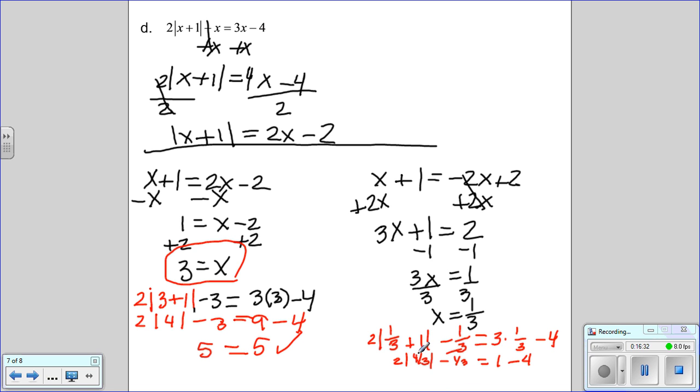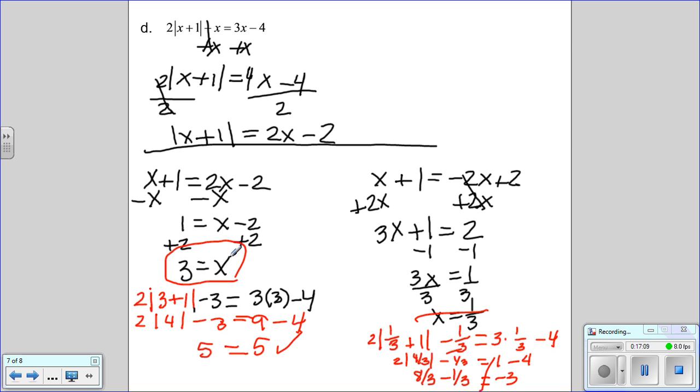Okay, now 2 times the absolute value of 4/3. That's 2 times 4/3. I get 8/3. You just have to multiply the top numbers there. Minus 1/3. And on the right side, I have 1 minus 4. That's -3. Now, I hope that you guys will agree with me that 8/3 minus 1/3, that's 7/3. And 7/3 does not give you -3. So this is not true. That means that x is not equal to 1/3. And the only solution that works in this equation is x equals 3, the one that we got over in case 1.